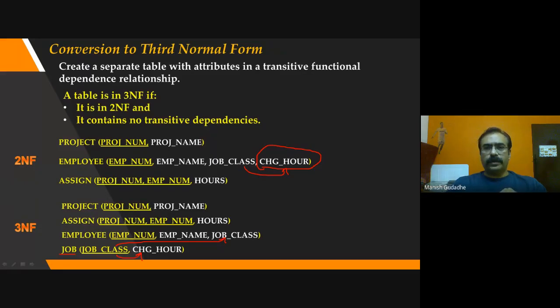Okay. So this was normalization till third normal form, and this is all from my side. If you have some doubt, you can stay back.